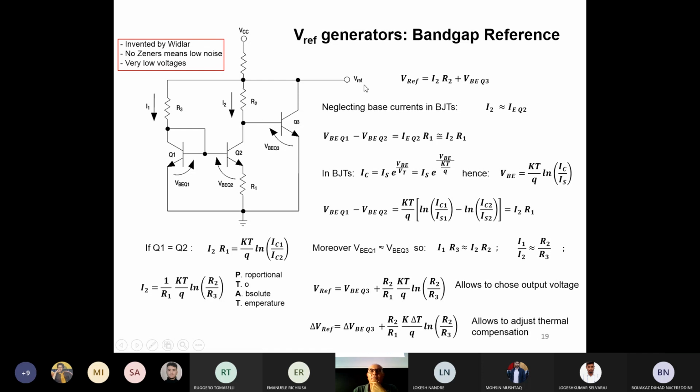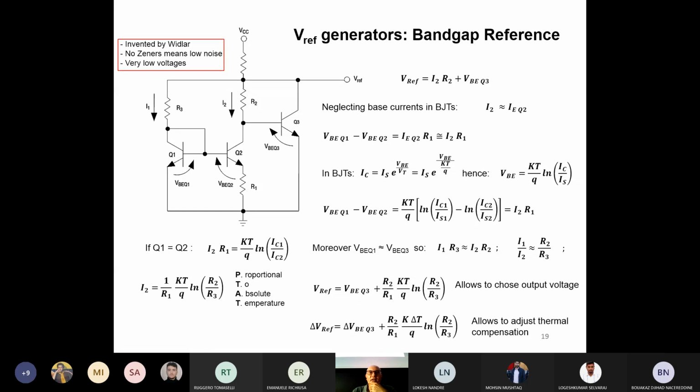So actually the VREF can be expressed as the sum of I2 R2 plus the VBE of Q3. So that's the path to follow. Again, in absolute terms, we don't know at the beginning what is the voltage of the collector of Q2. So the only way to calculate VREF is through the voltage drop across R2 and the VBE of Q3. And that's what I wrote here.